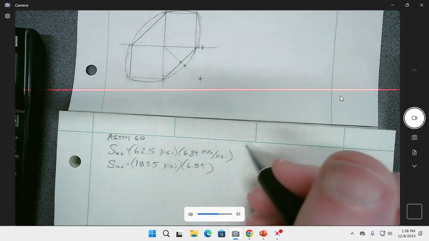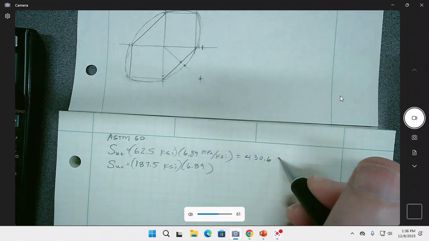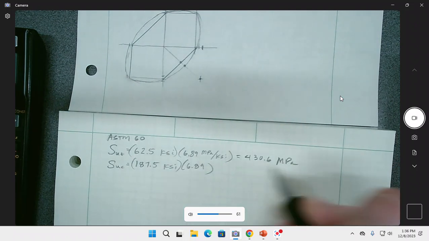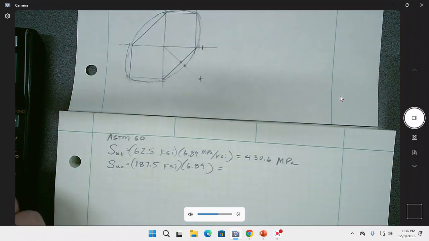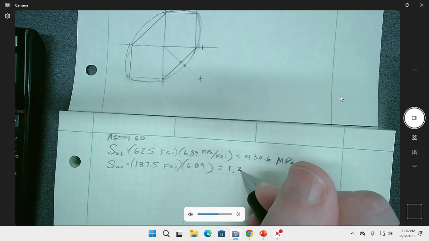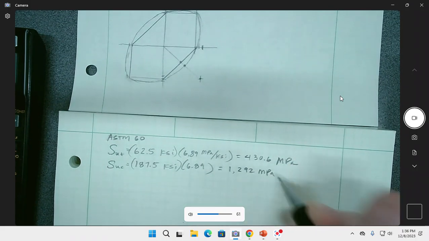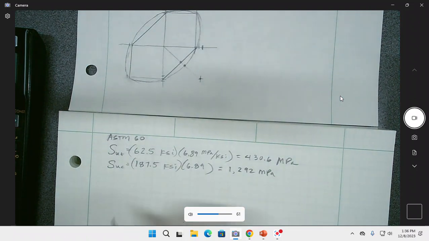So 6.89 times 62.5, we get 430.6 megapascals, and 6.89 times 187.5, boom, we get a large 1,292 megapascals.